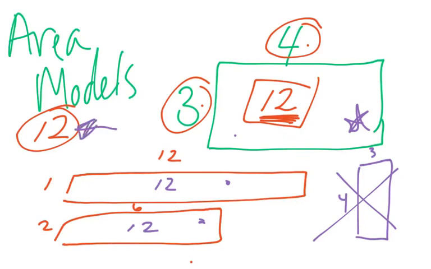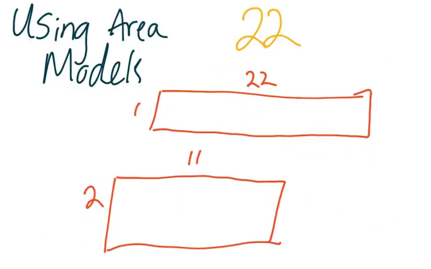And that's only with whole numbers. I'm not going to get into fractional area models or decimals, but when we get there, we could do those as well. So, taking a quick look, here are the area models for 22. I have 1 by 22 and 2 by 11.